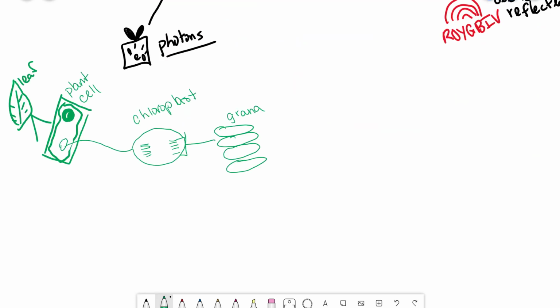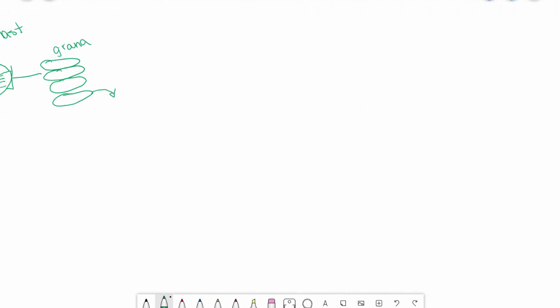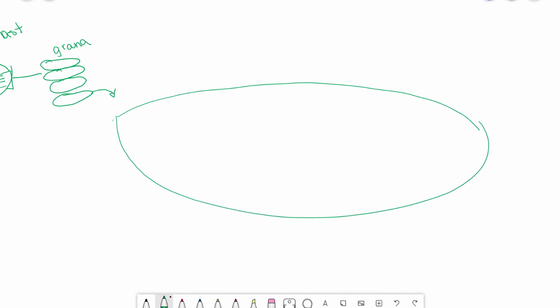All right, so first we're going to start off looking at a leaf, and inside the leaf is a bunch of plant cells. Inside the plant cells, you're going to find an organelle called the chloroplast. Within the chloroplast, you're going to have a stack of pancake-looking things called a granum. And then one pancake is what we're going to focus in on, one of the big pancakes. Those big pancakes are called thylakoids.